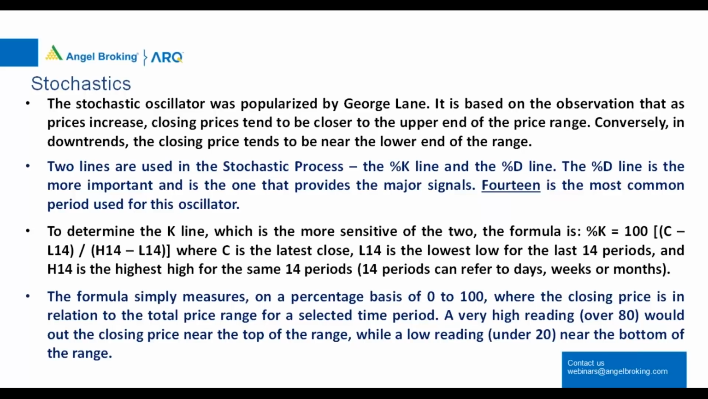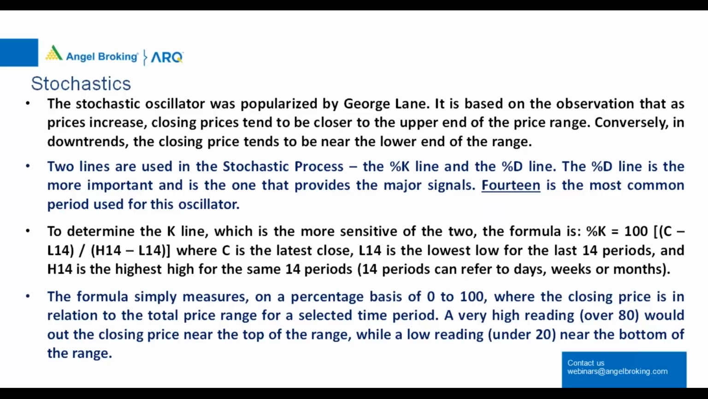divided by H14 minus L14. So this is very simple. There's not much to talk about here. I'll just explain this. Percentage K is 100 multiplied by C minus L14 divided by H14 minus L14. Where C is the latest close, L14 is the lowest low of the last 14 periods, and H14 is the highest high for the same 14 periods.